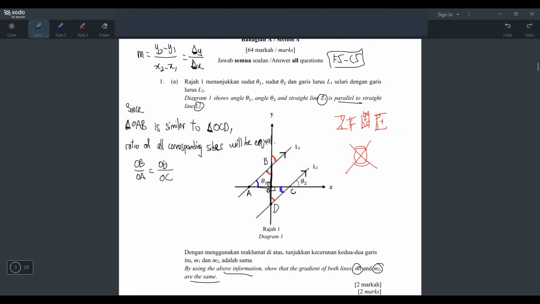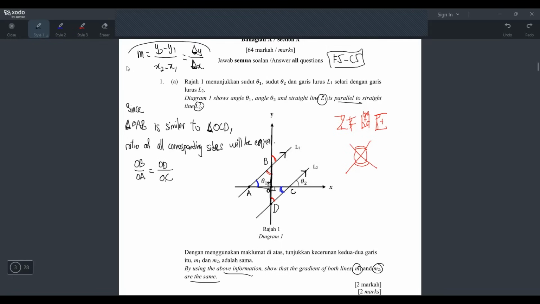And why is the ratio the same? Because they are similar. And why are they similar? Because all three corresponding angles are the same. If they have the same corresponding angles, it means the ratio of all corresponding sides will be equal. That's why we can say that this divided by this is equal to this divided by this, right? Because even if one side is longer, one side is shorter, it doesn't matter because when you divide, the ratio will be the same, right?